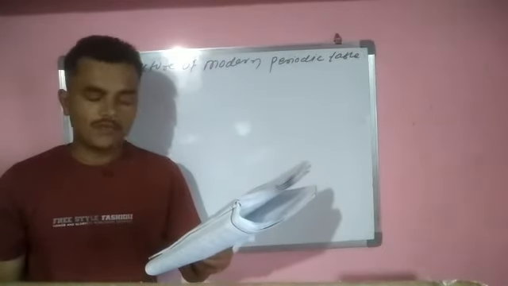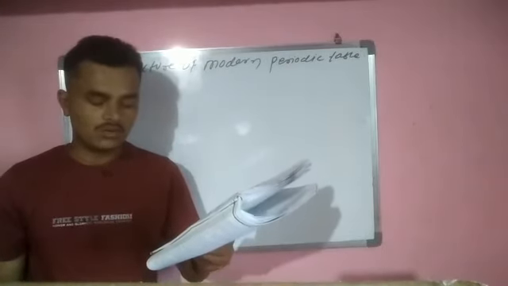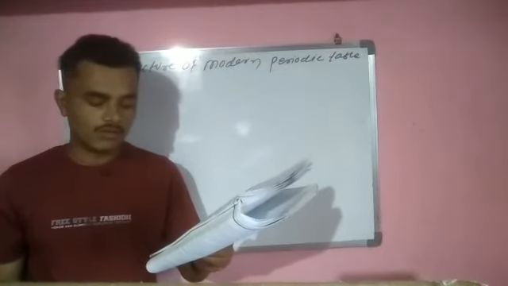So apart from these 7 rows, 2 rows are shown separately at the bottom of the periodic table.